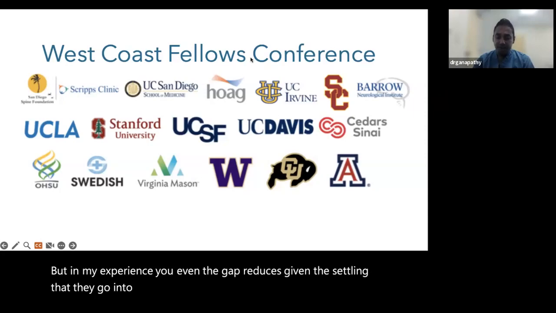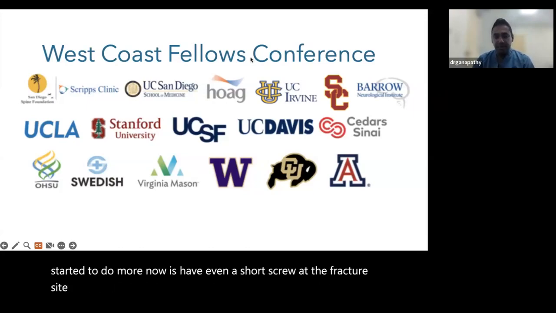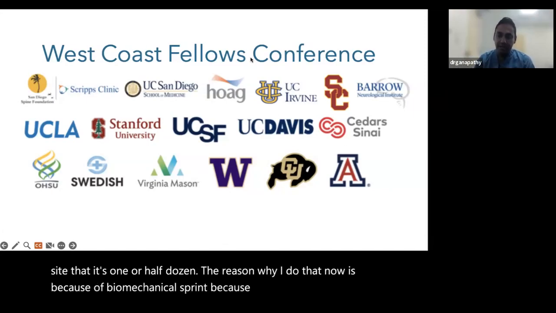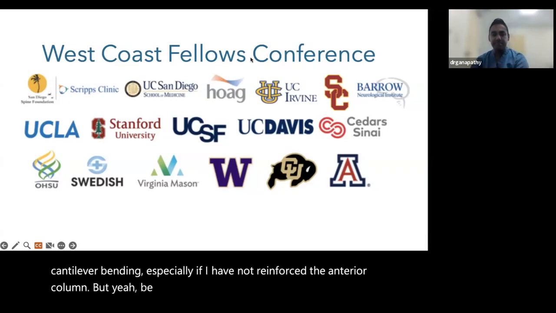But in my experience, even the gap reduces given the settling that they go into at the level of the fracture. One thing I've started to do more now is have even a short screw at the fracture site. It's one or half a dozen the other. The reason I do that now is biomechanical strength, because I don't want the cantilever bending, especially if I've not reinforced the anterior column. But yeah, be careful with the reduction and have x-rays before you start the case.